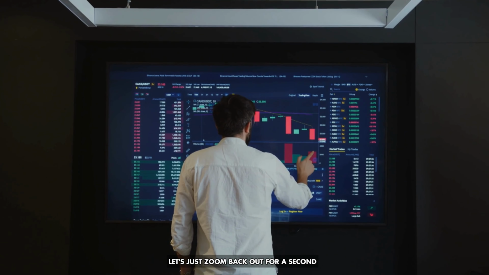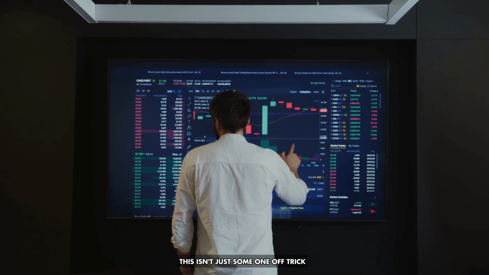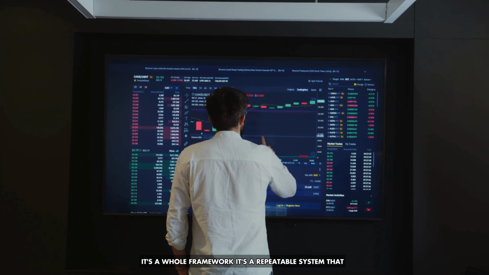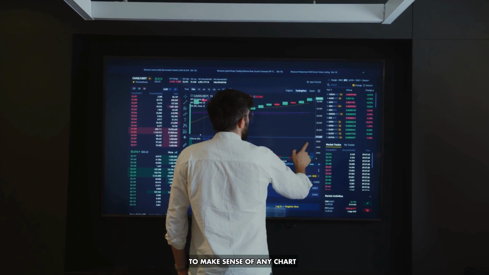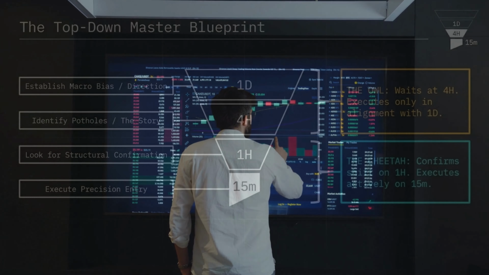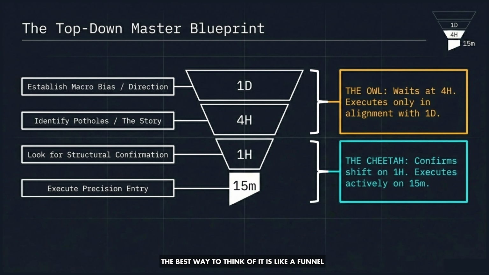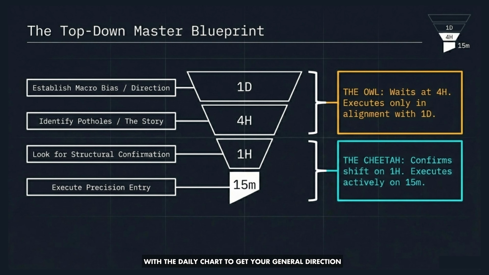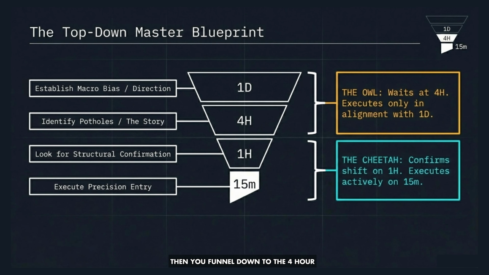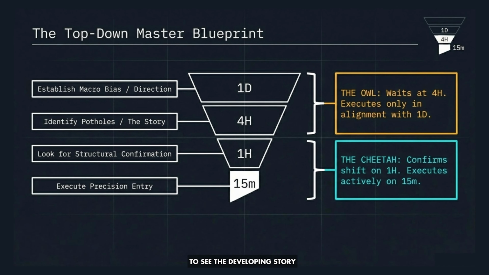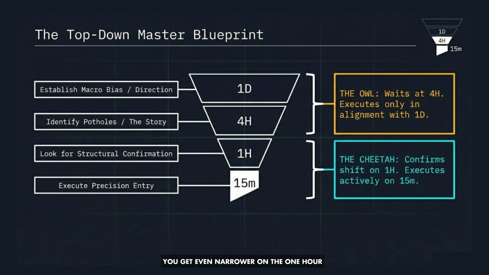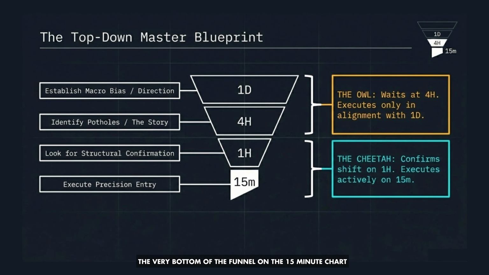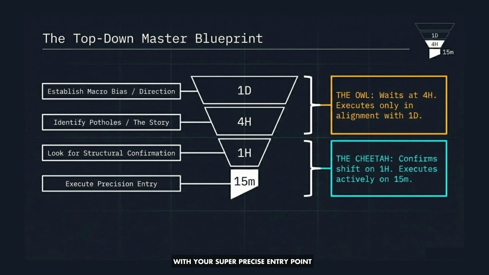Okay, let's just zoom back out for a second. What we've just walked through, this isn't just some one-off trick. It's a whole framework. It's a repeatable system that you can use over and over again to make sense of any chart. The best way to think of it is like a funnel. You start wide at the top with the daily chart to get your general direction. Then you funnel down to the 4 hour to see the developing story. You get even narrower on the 1 hour to get your confirmation. And finally, you come out the very bottom of the funnel on the 15-minute chart with your super precise entry point.